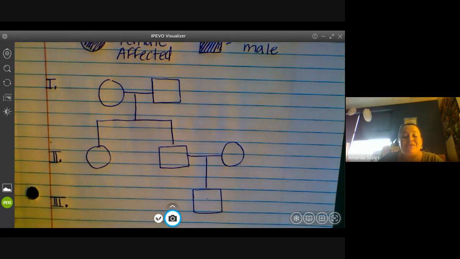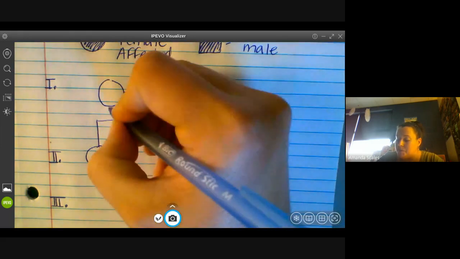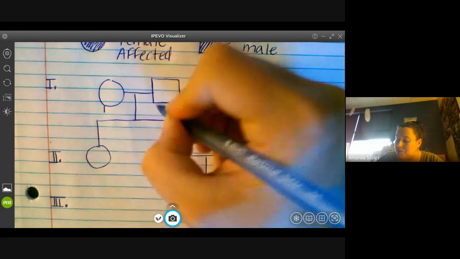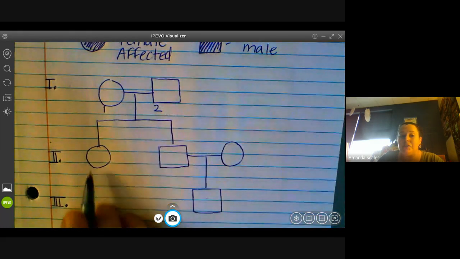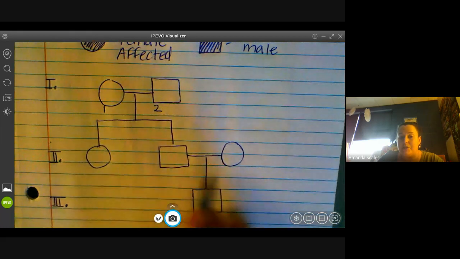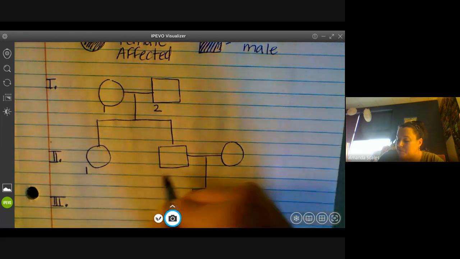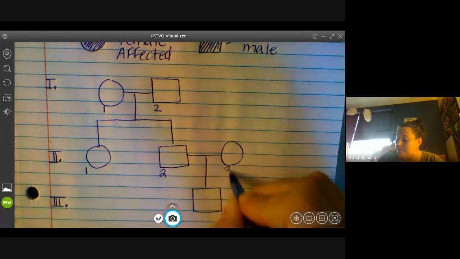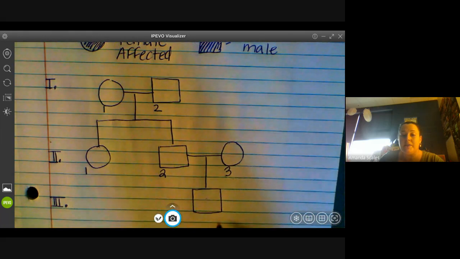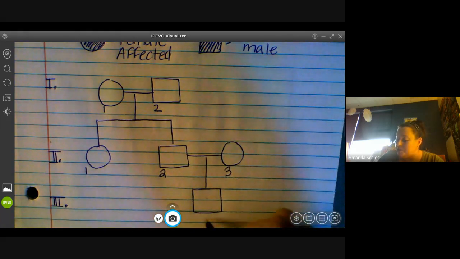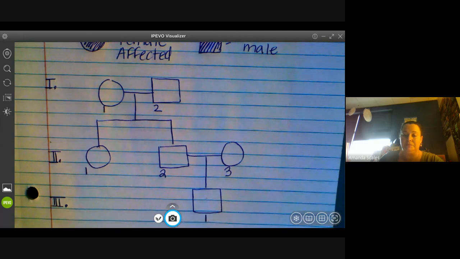Now, sometimes it gets a little confusing because families can be really big. So what we do after we put the Roman numerals, we put numbers underneath each circle and square. We always start with number 1 for the first one, number 2. When you get down to the new generation, so like down here for the second one, we start the numbers over again. So this would be 1, 2, and 3. And then down here, since we only have 1 person in the third generation, we put just a 1 here.